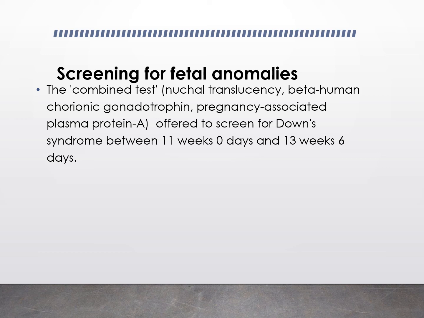Screening for fetal anomalies. The combined test: nuchal translucency, beta human chorionic gonadotrophin, pregnancy-associated plasma protein A, offered to screen for Down syndrome between 10 weeks 0 days and 13 weeks 6 days. This screening test is not available here in Iraq, but could be in the future. They can do it routinely.